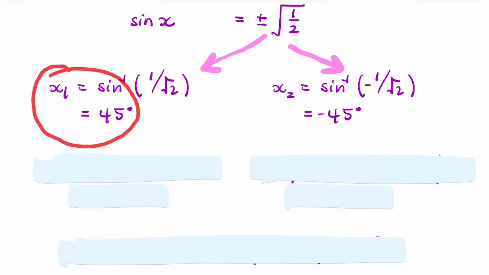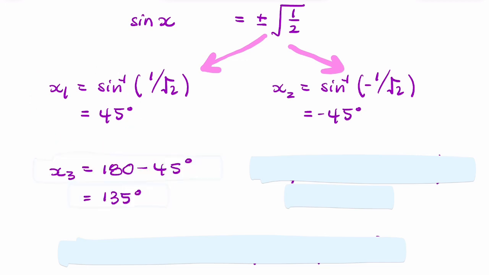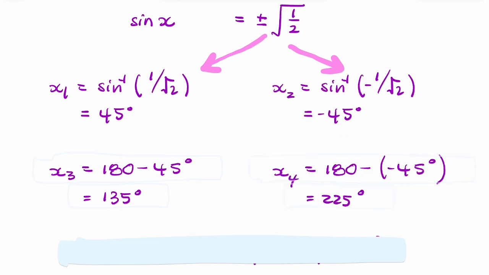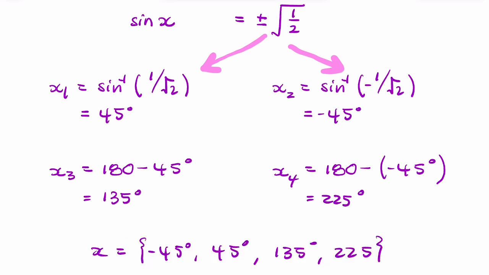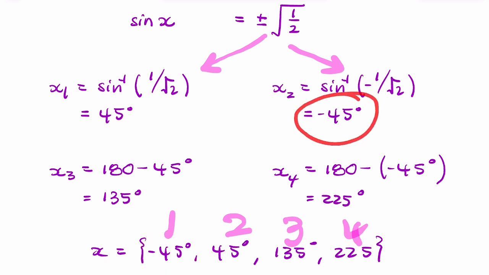So if you subtract that from 180, you get your next solution. And if you subtract that from 180, you get your 4th solution. So there are 4 solutions in total. So 1, 2, 3, 4. This one isn't in the range, so we need to do something about this. So this solution isn't acceptable. So we need somehow to fix that.